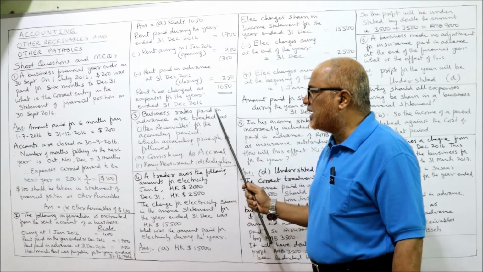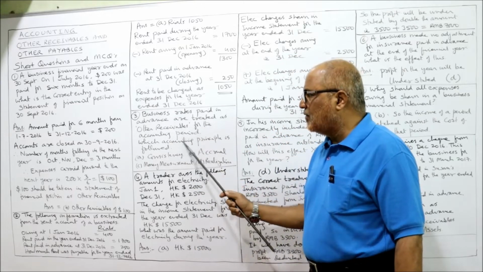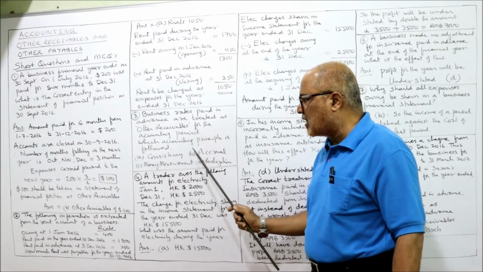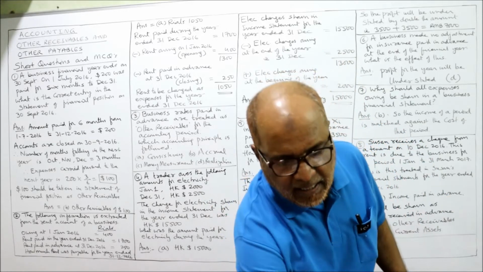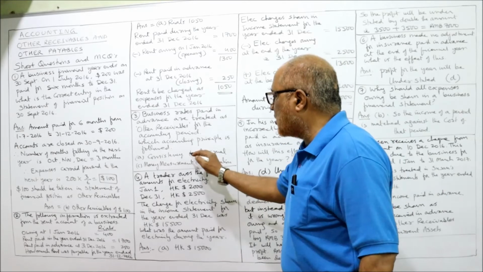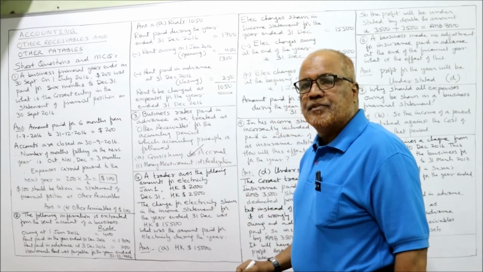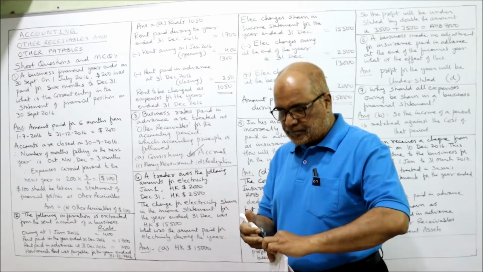So business rates paid in advance are treated as other receivable. Which accounting principle? Consistency, accrual, money measurement, or realization? Our answer is accrual, B. So I am putting a tick on B.